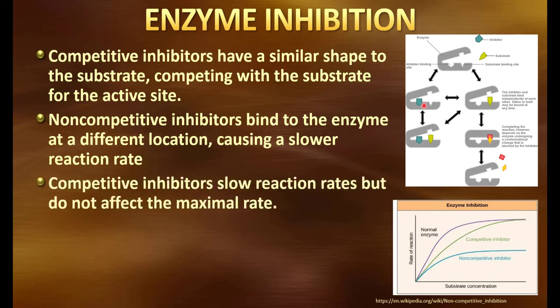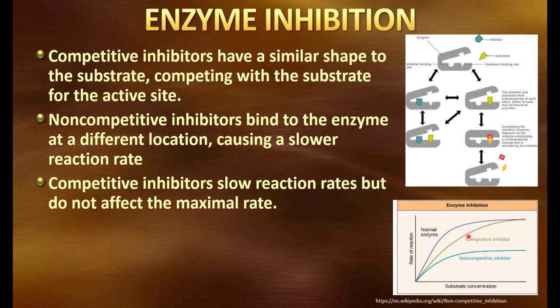Competitive inhibitors slow the reaction rate down, but it doesn't really affect the overall maximum rate. Here we see a reaction in purple where you have a normal enzyme that's not being inhibited. When you have a competitive inhibitor, we see that the reaction rate is slower, but it will reach the maximum rate. It just does it at a higher substrate concentration.